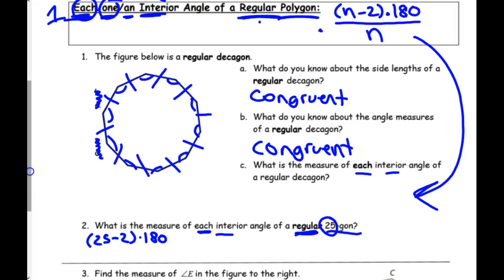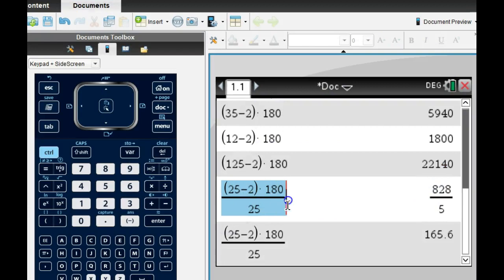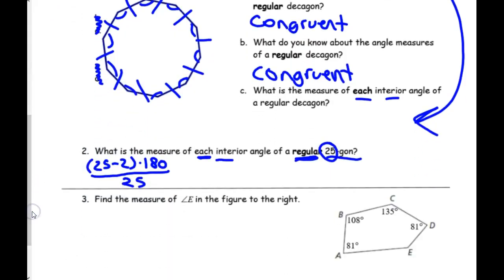And I have to do what different? Divide by 25. Now, did you know you can just type that in one step, get your answer? But it only works if you know which formula to use, right? All right, so let's type it in. 25 minus 2 times 180 is... Now, if you get a fraction, y'all know you can press Control, Enter. It'll give you the decimal, and we get 165.6. And that's each angle, so make sure you mark it in degrees. Okay.